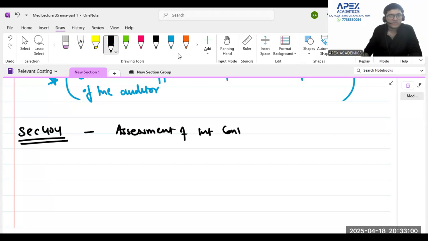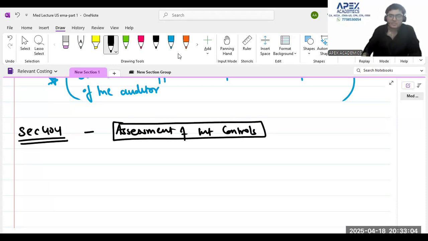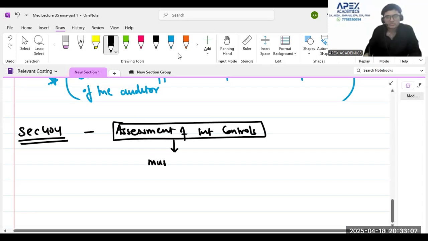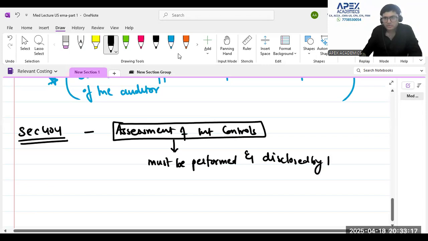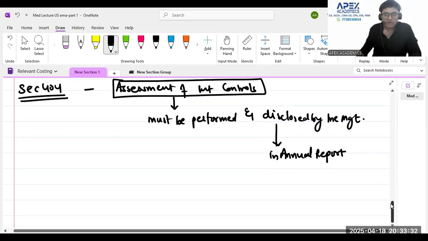What is the next concept? It is known as assessment of internal controls. Assessment of internal controls must be performed and disclosed by the management. Where must this be disclosed? This must be disclosed in the annual report of the company.